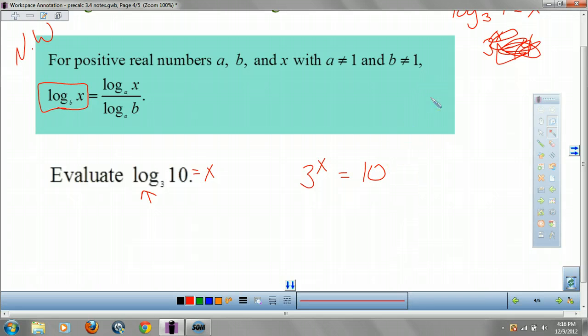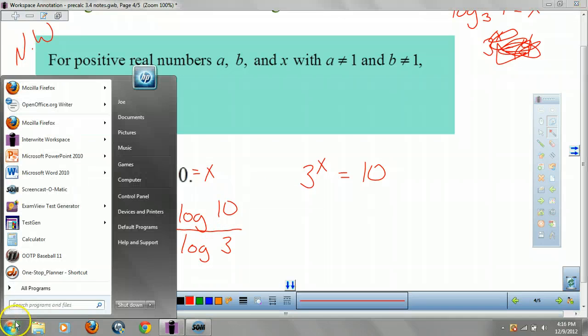Well, don't you worry there, buddy. Here's what you do. You go log of 10. Remember, when I don't write anything underneath, that's log base 10. And divide that by log of 3. Okay? And I'm going to grab my handy dandy calculator.